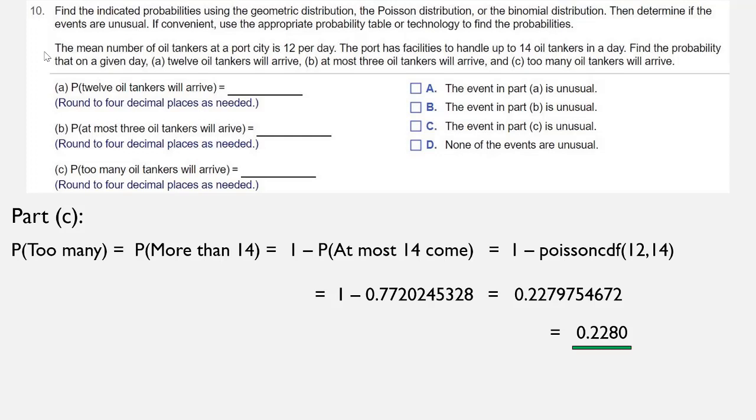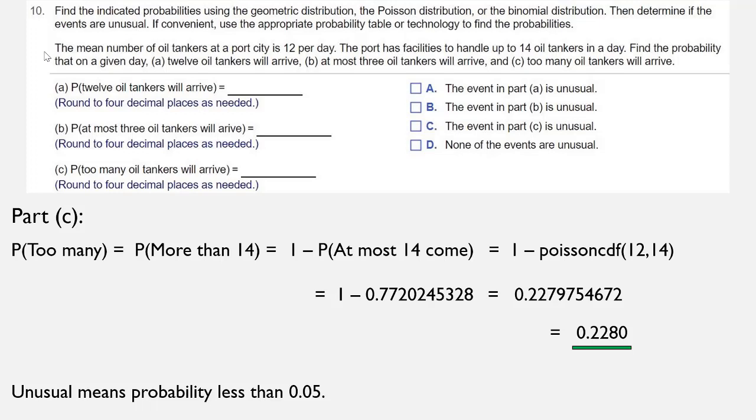So the last thing that we're asked is, are any of the events unusual? Is the event in part A unusual, in part B unusual, part C unusual, or are none of the events unusual? Well, our criteria for being unusual was having a probability less than 0.05. Did any of these have a probability less than 0.05? Well, clearly part C doesn't. It's 0.2280. That's on the screen with us right now.